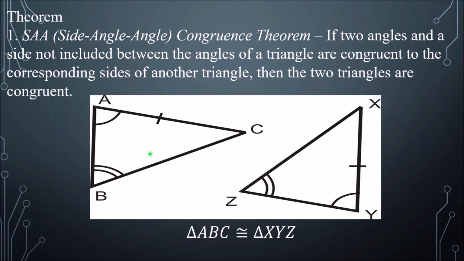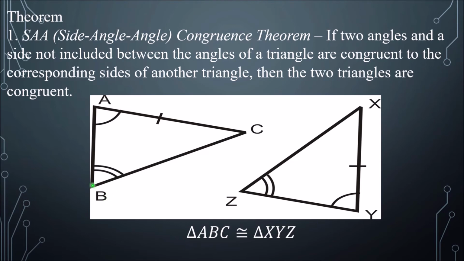Now let's have the theorem, the SAA congruence theorem, so side angle angle. If two angles and a side not included between the angles of a triangle are congruent to the corresponding sides of another triangle, then the two triangles are congruent.